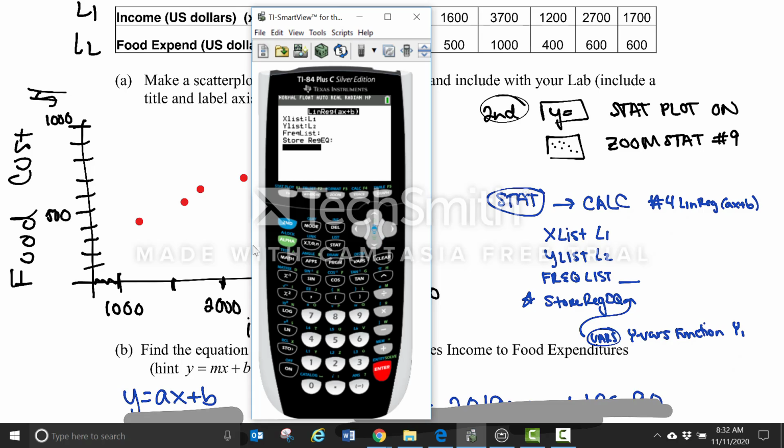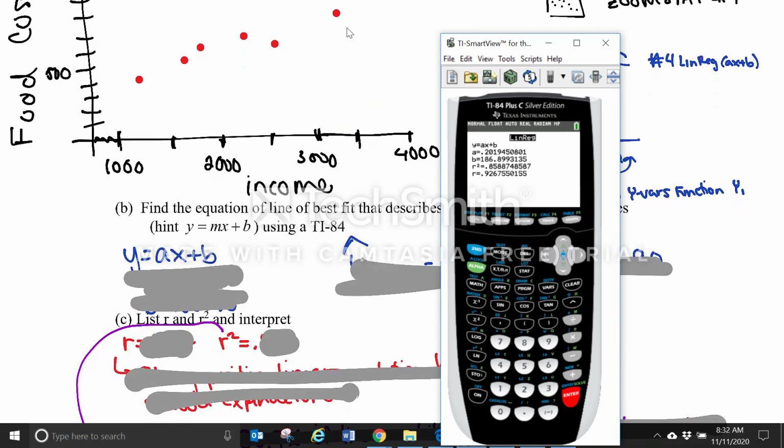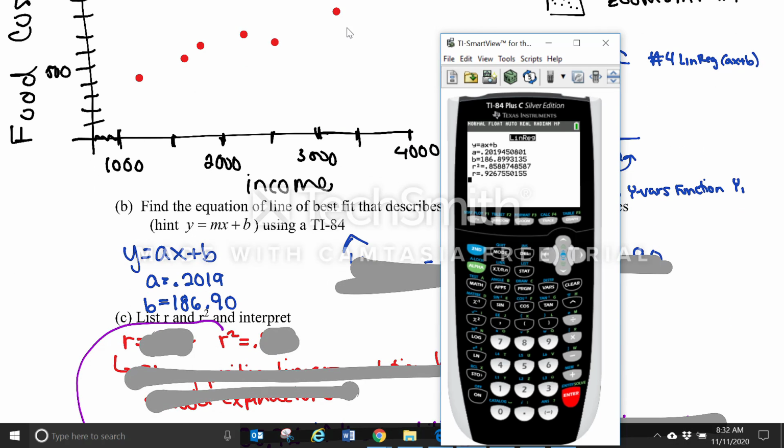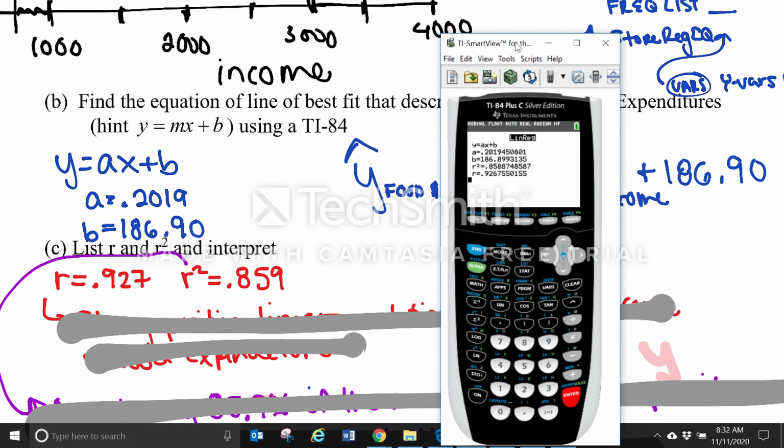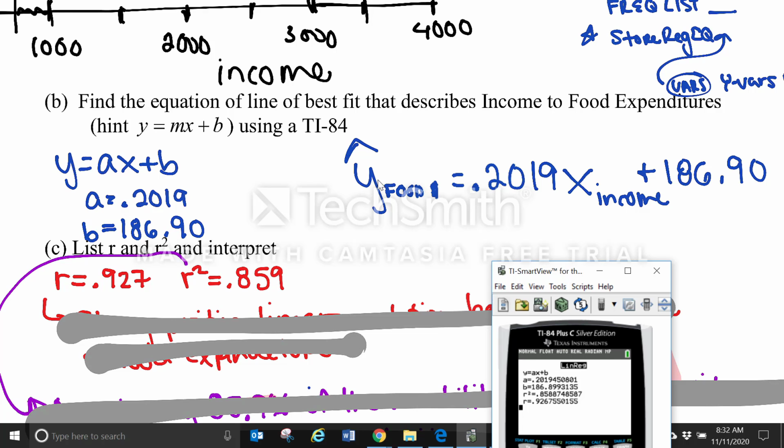I'm going to hit calculate. Now it's going to give me more data. It's going to give me the slope, the y-intercept, an r-squared value, and an r value, which I'm just going to show for you. Okay, so this is what we have. It said our a was 0.2019, that's our slope. Our y-intercept was 186.9. So they're kind of saying with that y-intercept that if you didn't make any money, you'd still have to find out how to spend 187 bucks a month on food.